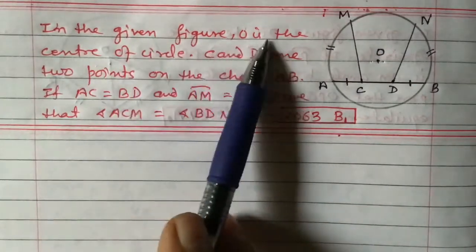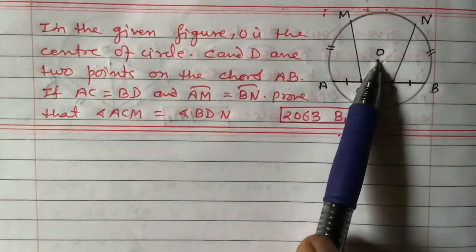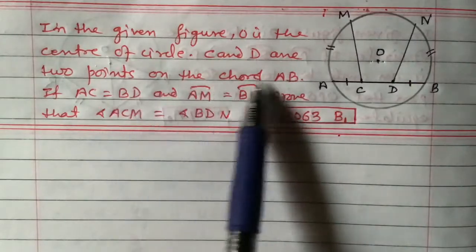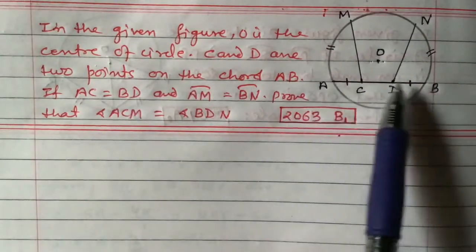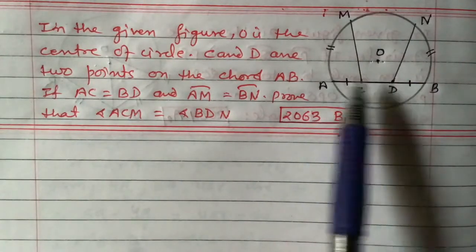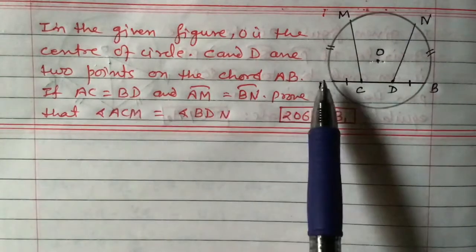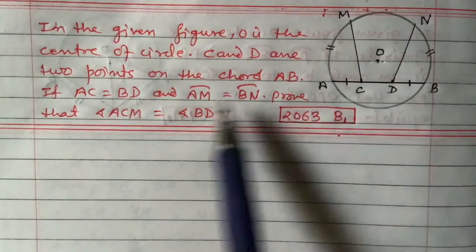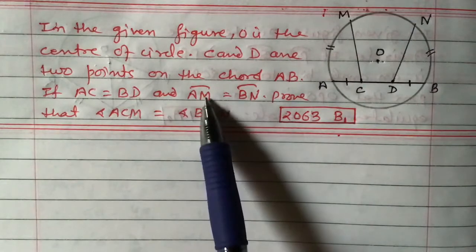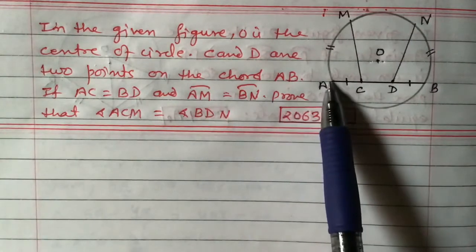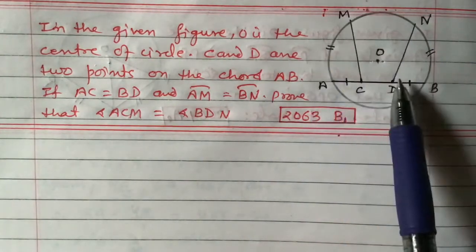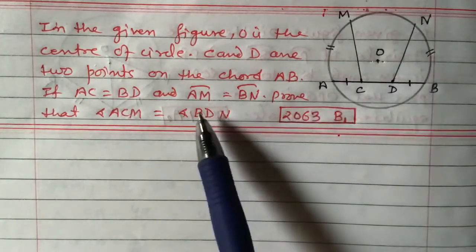In the given figure, O is the center of the circle. C and D are two points on the chord AB such that AC equals BD. This AC and BD are equal. And then AM equals BN. This arc AM and arc BN are also equal, given.